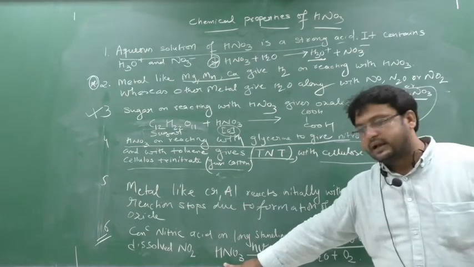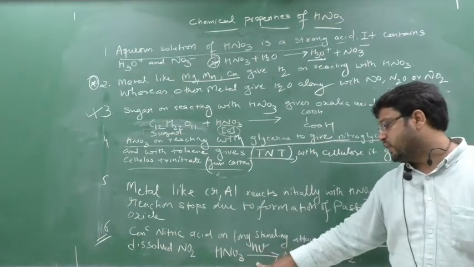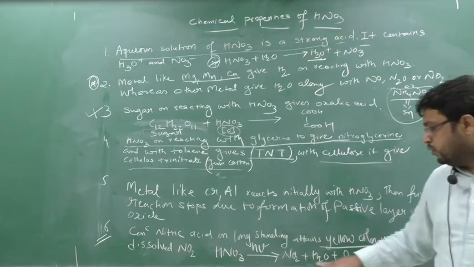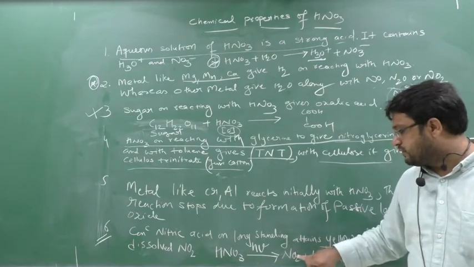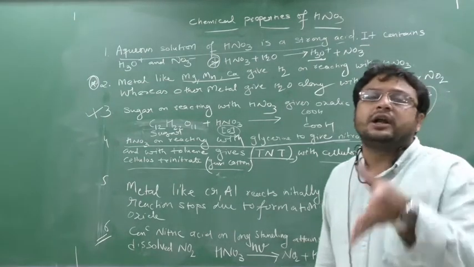See here, this nitric acid, if you keep it open, will react with sunlight, that is hν, and it forms what? NO2, H2O and O2. This O2 will be removed, and this nitrogen dioxide which is formed due to the sunlight will get dissolved in the nitric acid and give the yellow color.